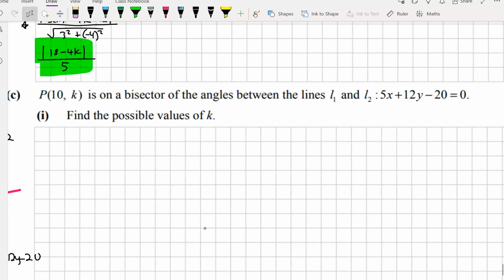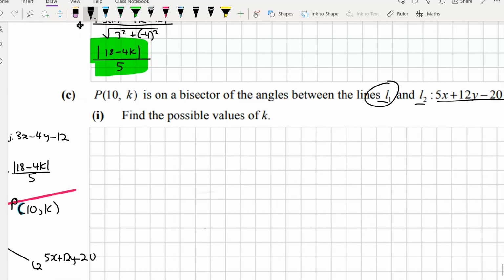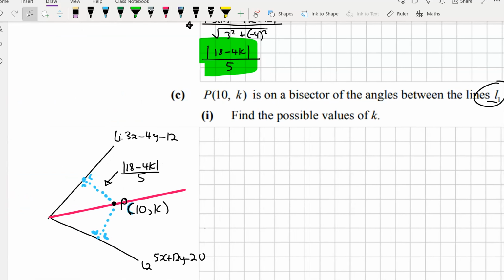Okay, so part C. P (10, k) is on a bisector of the angles between line 1 and line 2, and they give us the equation for line 2. Remember, we already have the equation for line 1 above. Find the possible values of k. So we have line 1 and line 2, my two black lines. P is on the bisector of the angle, so P lies on that red line. If it's on the bisector of the angle, that means its distance from L1, this distance here, must be the same as its distance from L2.